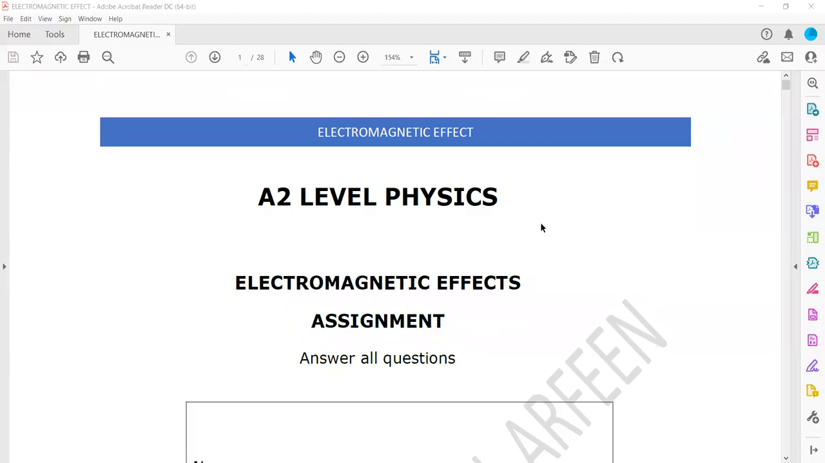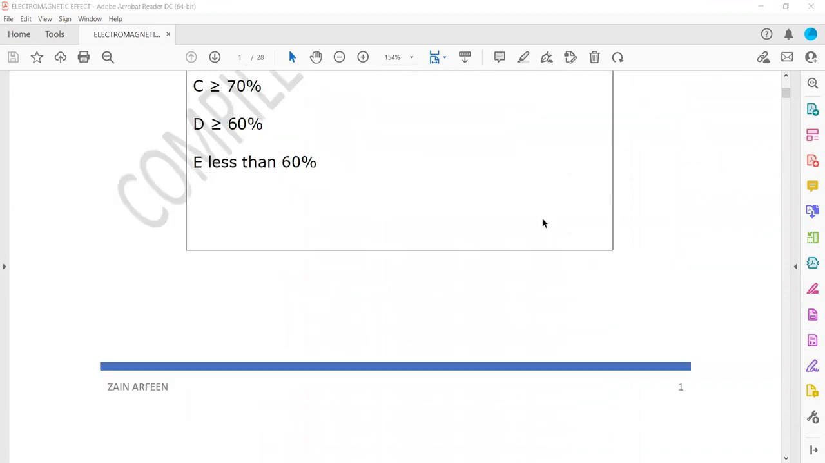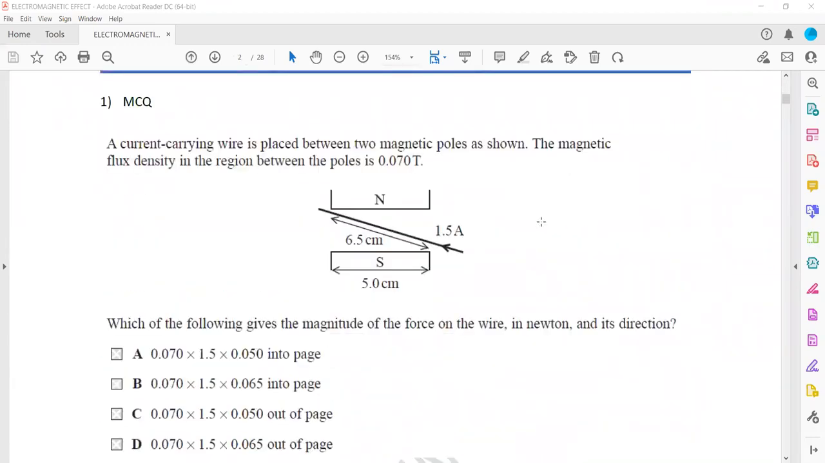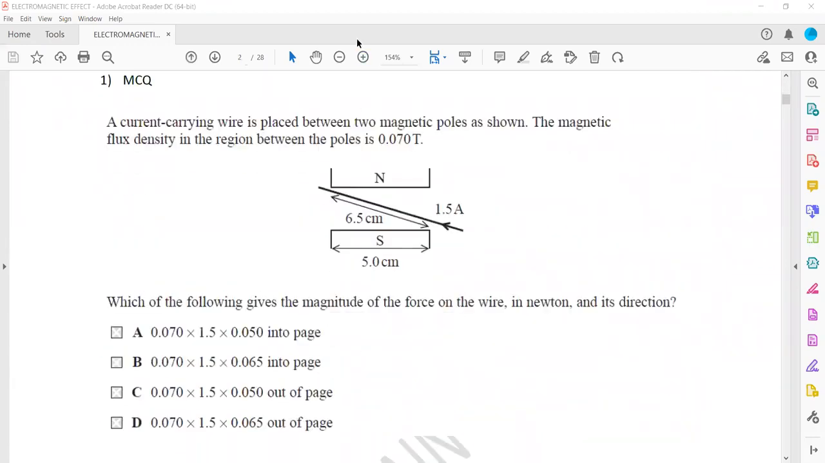So this assignment is related to electromagnetic effects. A current carrying wire is placed between the two poles of a magnet, as you can see here. The magnetic flux density in the region between the poles is 0.070 Tesla. The current is there, the length of the wire which is placed in the magnetic field, the magnet is also there. Which of the following gives us the magnitude of the force on the wire?